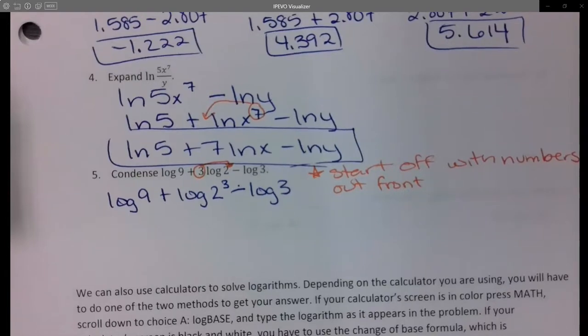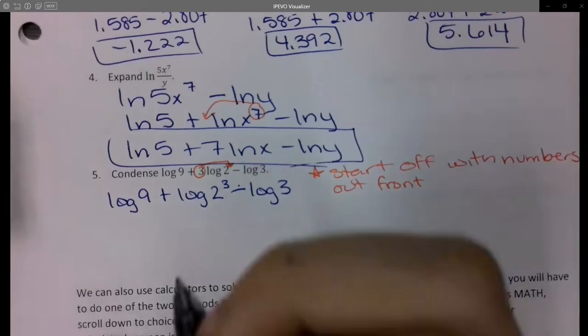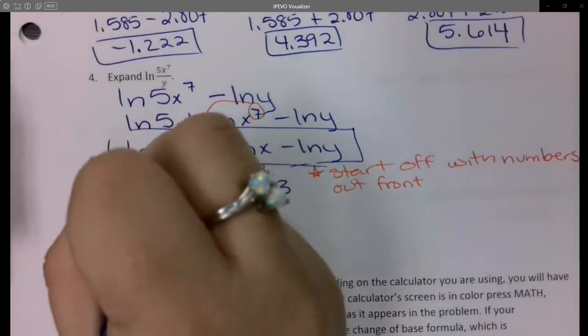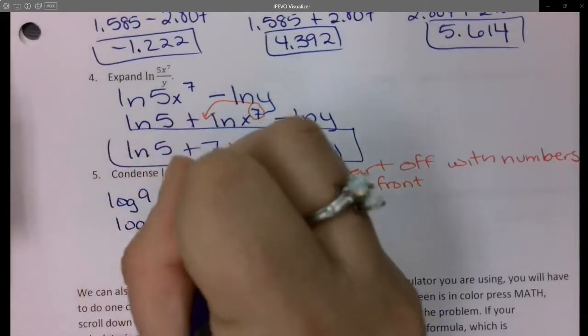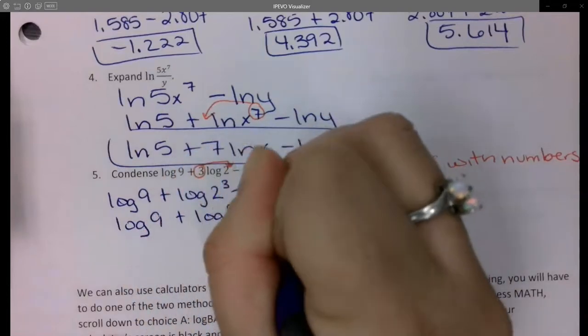What is 2 cubed? Two cubed? No. 2 times 2 is? Times 2. 8. So I'm going to change that into 8.